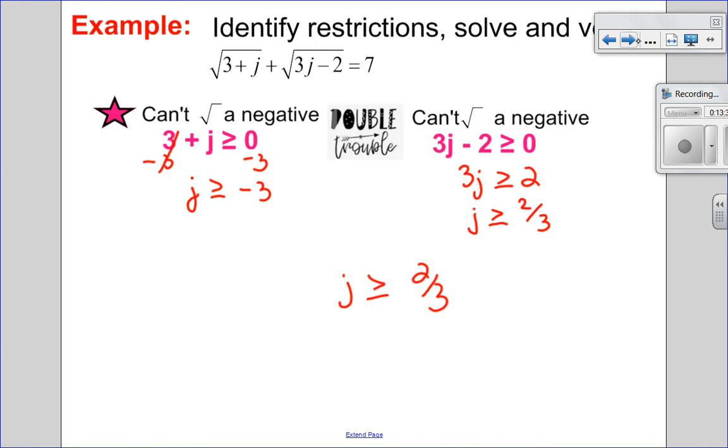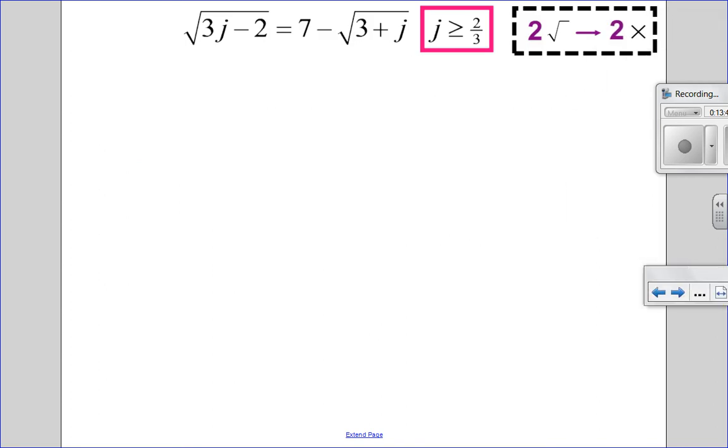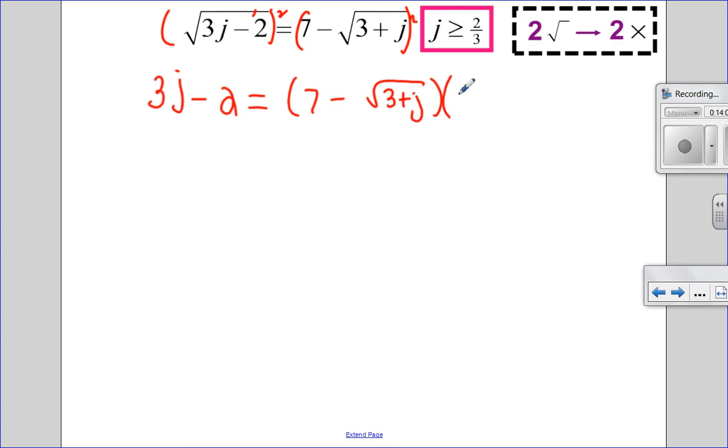Okay, let's go ahead and solve. So remember, when I have two roots, I do the process 2 times. Now, one of my radicals is already isolated, so let's go ahead and solve by squaring both sides. So squaring and a square root are inverse operations, so I'm just left with 3j minus 2 equals, and then I'm going to write this out 2 times. Again, anytime I have anything other than just a root, I would always write that out 2 times just to play it safe.